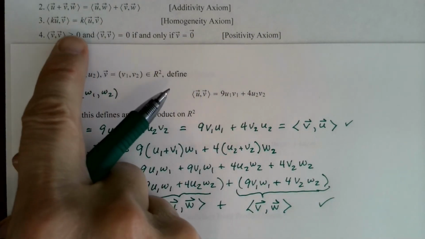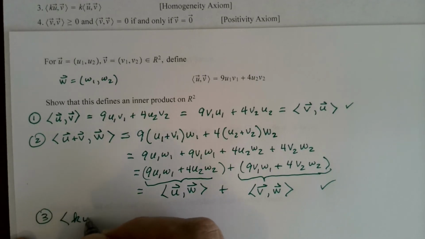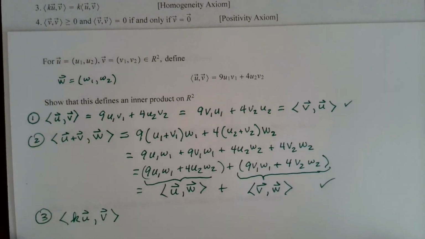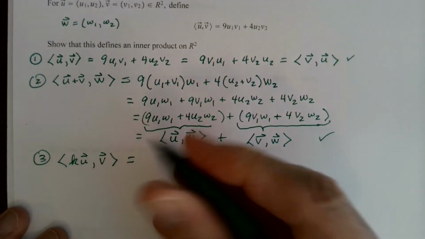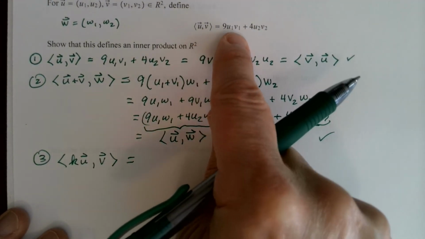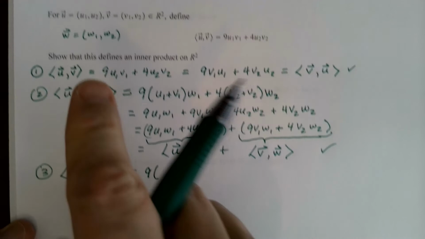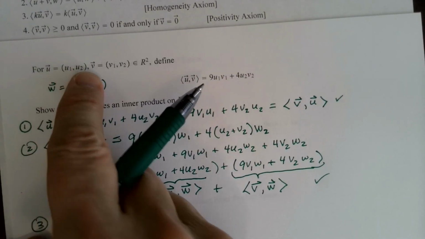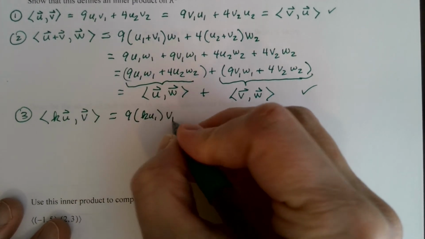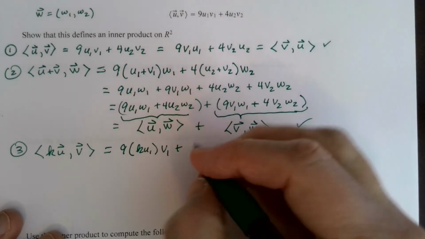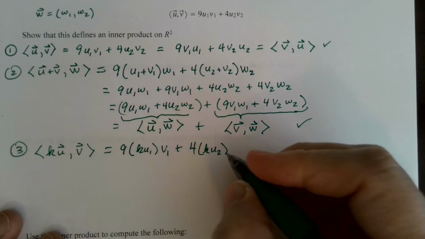The homogeneity axiom. Let's take a look at that. Start with the inner product of a scalar multiple of the vector u, ku, with v. And I'm trying to get that to be k times that inner product. Well, again, by this definition, what do we have? 9 times the first component of our first vector. What's the first component of ku? Well, k times u is just ku1, ku2. So that first component will be ku1, and the first component of v, of course, is v1, plus 4 times the second component of ku, which is ku2, and the second component of v is v2.